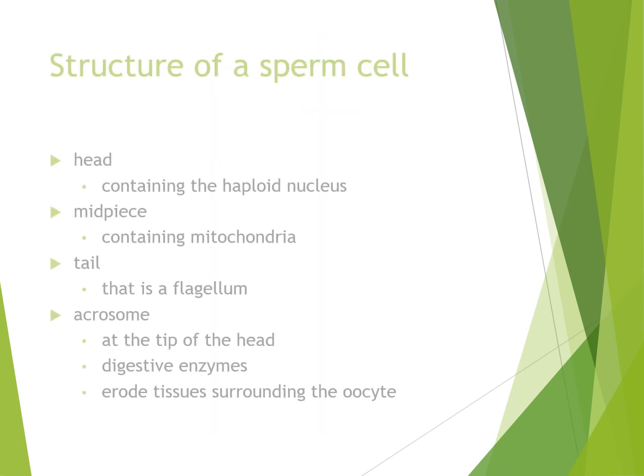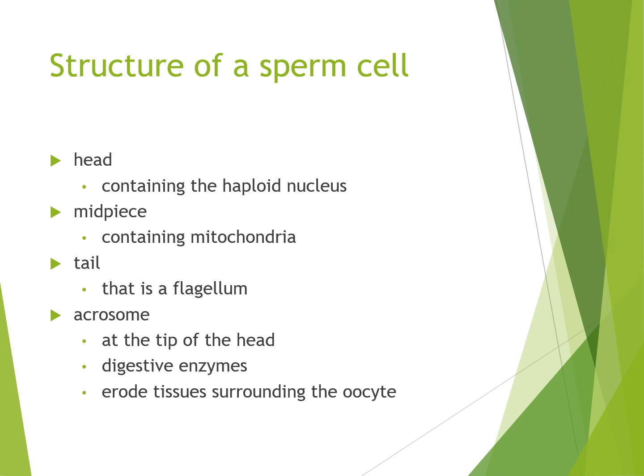Let's look at the structure of a sperm cell. The head contains the haploid nucleus. Haploid is the term to describe that there's only 23 chromosomes present, 1 of each chromosomal pair. The midpiece contains the mitochondria. The mitochondria is an organelle that functions in providing energy. The tail has a flagellum. A flagellum is a cellular extension that can move in a whip-like movement.